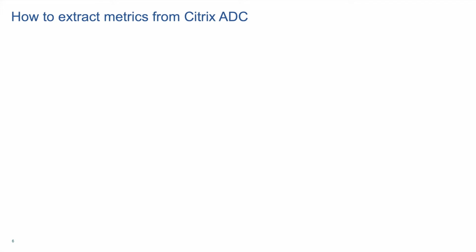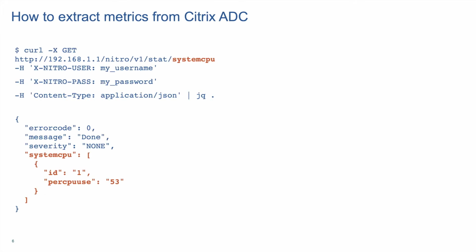Now, how do I extract metrics from Citrix ADC? Like I mentioned earlier, extracting a metric from Citrix ADC is as simple as sending a curl command. So in my example here, I want to extract the system CPU metric from my ADC, for which I'm sending an HTTP request to the Nitro endpoint called system CPU.